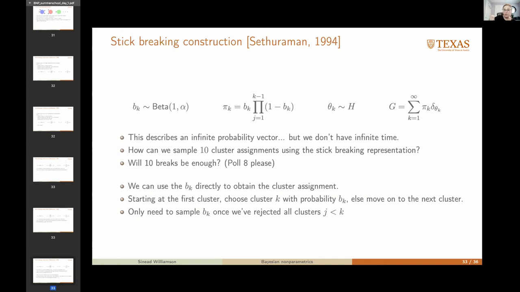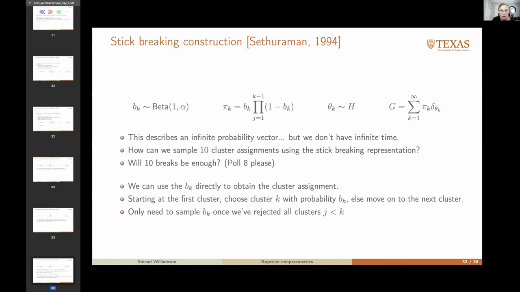It's not the size of the stick, it's the size of the break that I made after that, right? Because I've already turned down the first stick. So I can flip a coin with probability B2. And that's then going to be the probability of being in the second cluster. And I can keep going down the line until I get a yes. And I know that could take arbitrarily long, but because we've got this size ordered behavior, it's probably not going to take that long. So it gives us a nice algorithmic stopping rule for how much we need to generate. And I know that that's going to be a finite number.